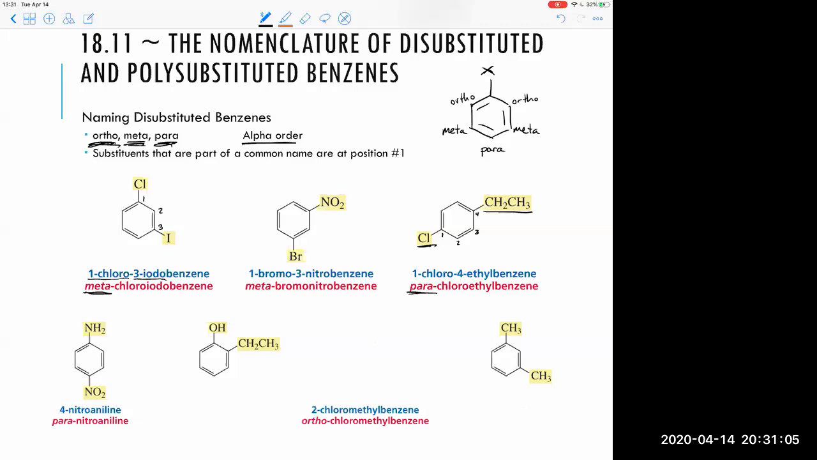So when you go to the back in the stock room, especially if you grab an old bottle of this compound, it's not going to be labeled 1-chloro-3-iodobenzene. It's going to be meta-chloro-iodo. So basically the common name just means that you're going to see it a bunch when you actually step into the lab. It's something that's already gotten ingrained into the chemistry vocabulary a long time ago.